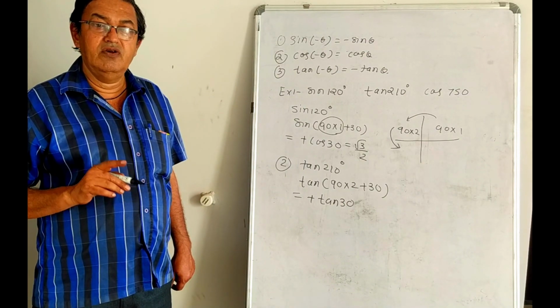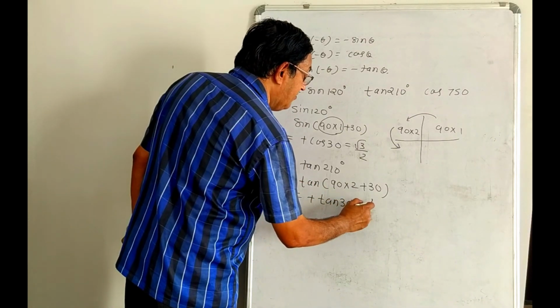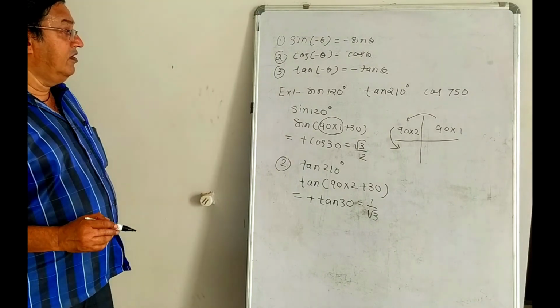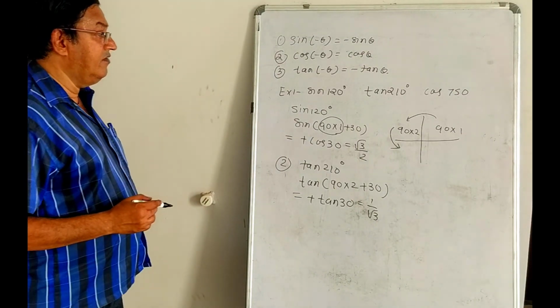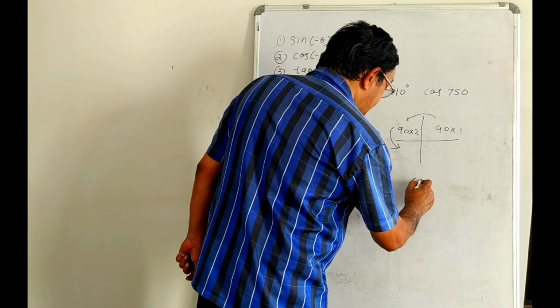1 by 2. Cos 30 is root 3 by 2. 1 by 2 divided by root 3 by 2 is 1 by root 3. So this is the value of tan 210. Then we come to the third example, cos 750.